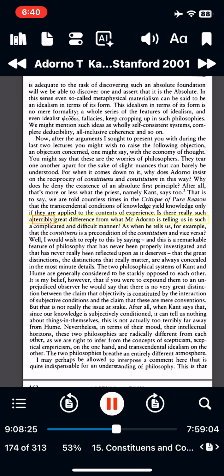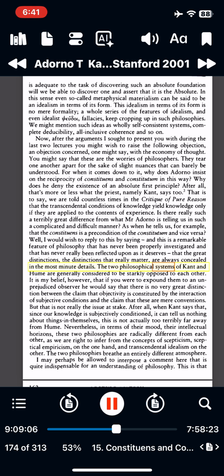Is there really such a terribly great difference from what Mr. Adorno is telling us in such a complicated and difficult manner, as when he tells us, for example, that the constituens is a precondition of the constitutum and vice versa? Well, I would wish to reply to this by saying, and this is a remarkable feature of philosophy that has never been properly investigated and that has never really been reflected upon as it deserves, that the great distinctions, the distinctions that really matter, are always concealed in the most minute details.